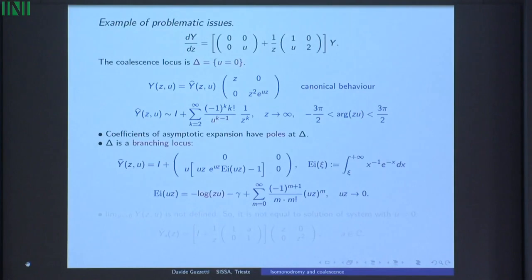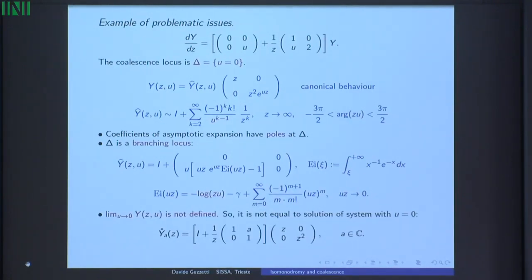Moreover, you can write this solution explicitly. You need this exponential integral. It's not important to look at all details, but this exponential integral appears, and you may know that when the argument of this exponential integral goes to 0, we have a logarithmic branch. So when u goes to 0, we have a branching around u equal to 0. So this coalescence locus, which now is just one point, is a branching locus for solutions.